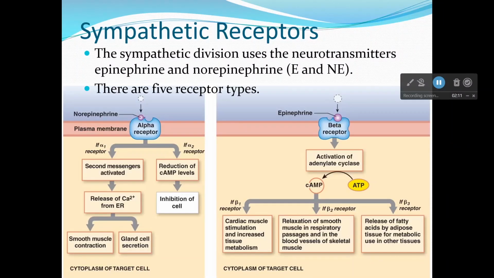The sympathetic nervous system, at its final connection with the end organ, uses epinephrine and norepinephrine as its neurotransmitters. Okay, epi and norepi. Also called adrenaline and noradrenaline. Different countries call it different things, same thing. What's the difference between these two?